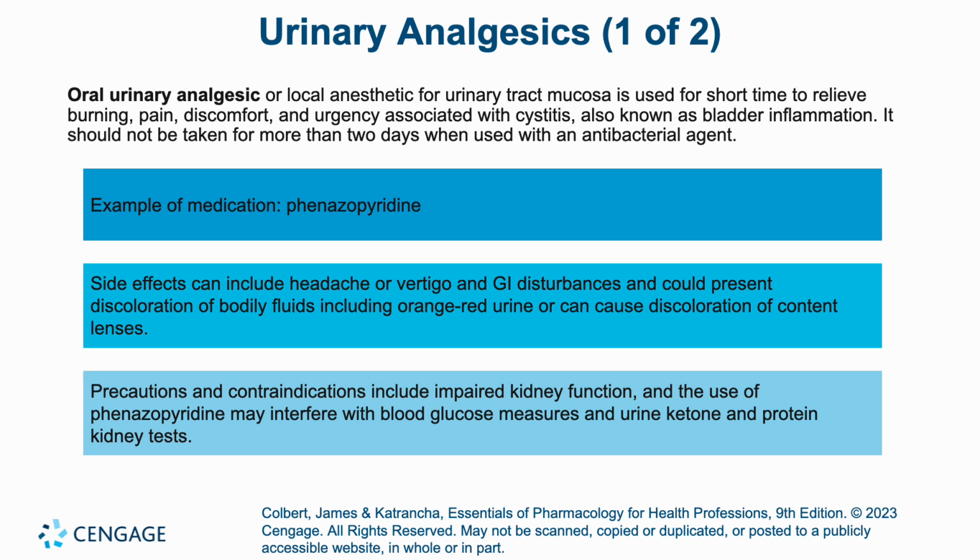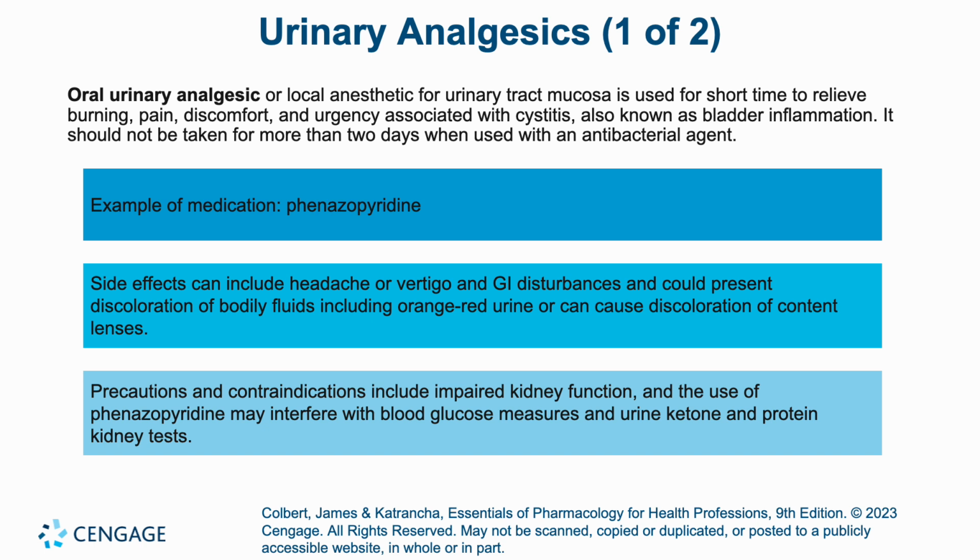All right, now we're going to talk about urinary analgesics. Remember that analgesics are used for pain relief or pain control. Oral urinary analgesics, or local anesthetic for urinary tract mucosa, is used for a short time to relieve burning, pain, discomfort, and urgency associated with cystitis, also known as bladder inflammation. It should not be taken for more than 2 days when used with an antibacterial agent.